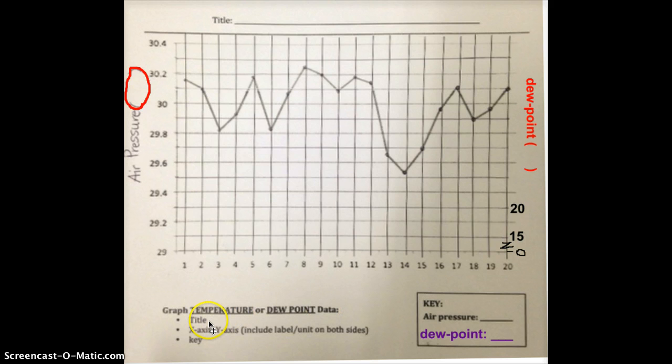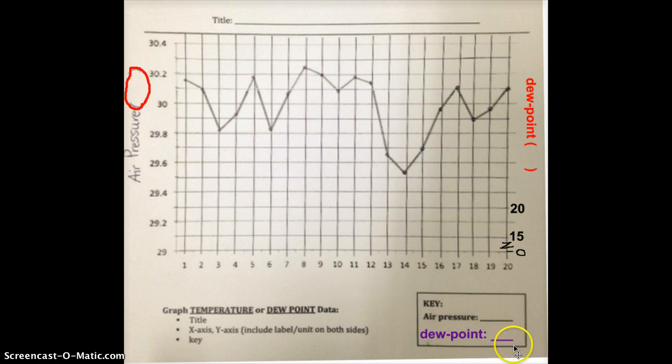Our graph needs a title. So what is this a graph of? Just think about what we are trying to represent on this graph. We need to make sure the x-axis and the y-axis are labeled, and we need to make a key. So let's start with the title. What are we plotting on this graph? This is the relationship between what two variables?